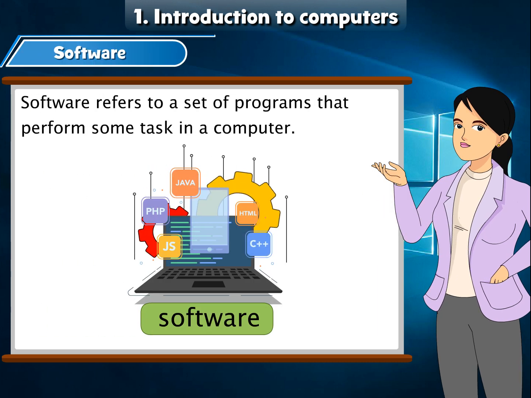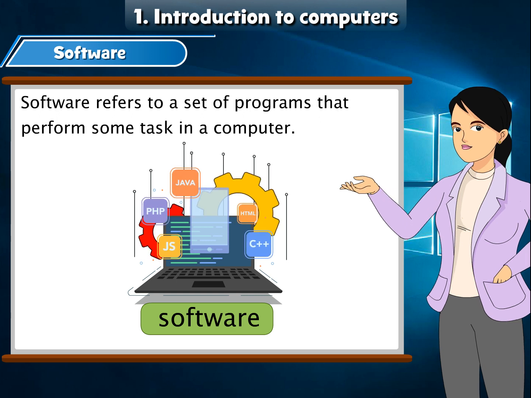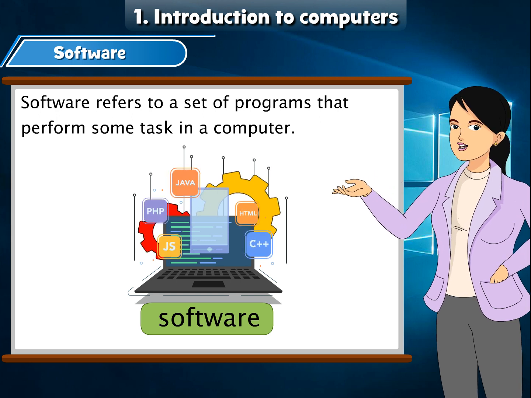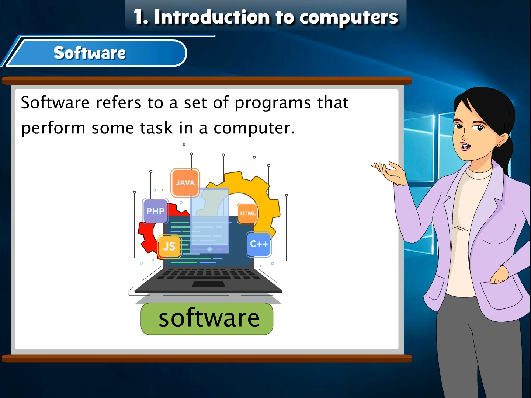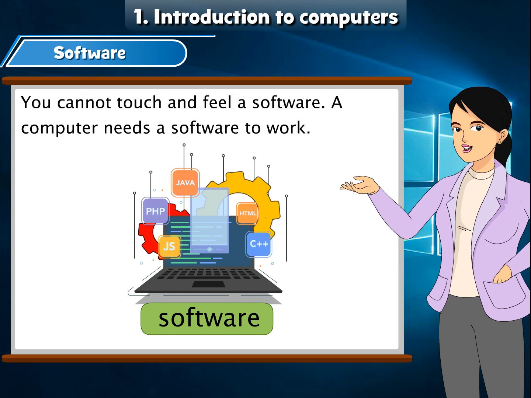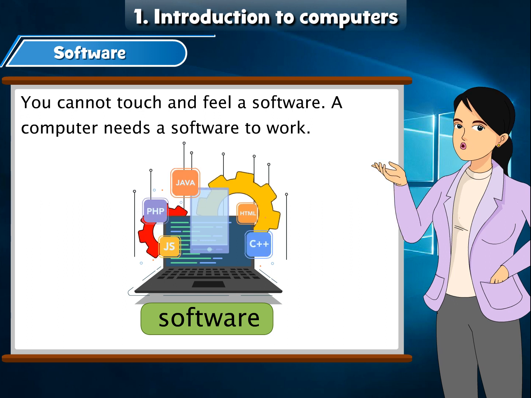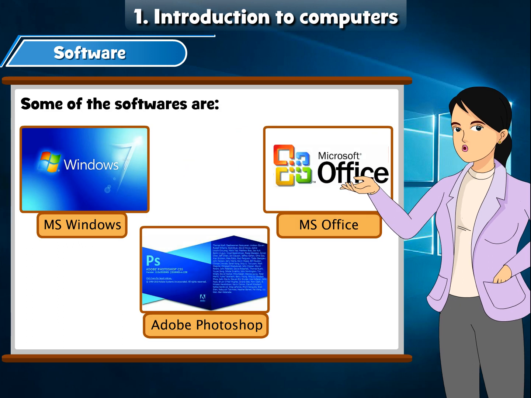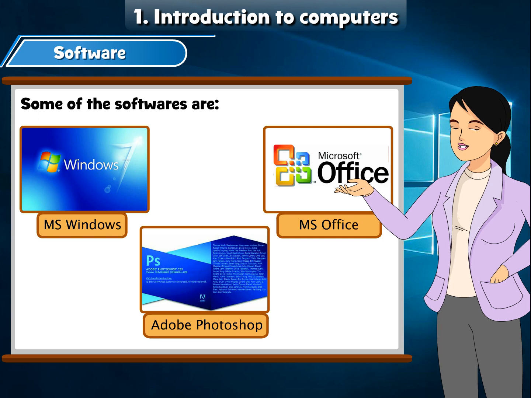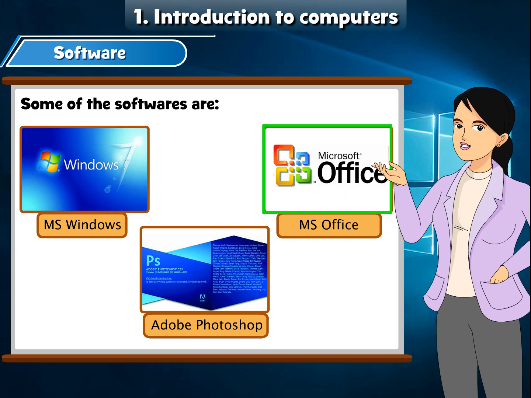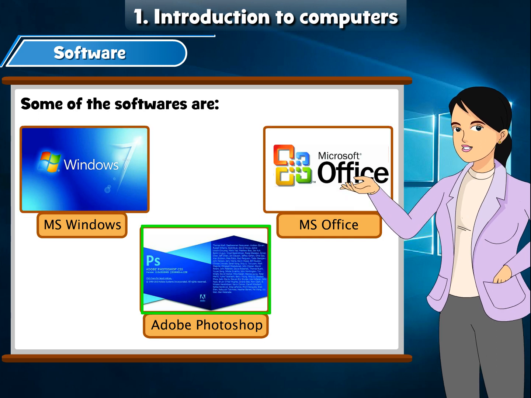Software. Software refers to a set of programs that perform some task in a computer. You cannot touch and feel software. A computer needs software to work. Some of the software are MS Windows, MS Office, Adobe Photoshop.